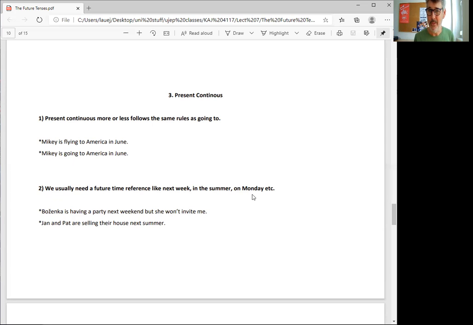Like with going to, we don't need a future time reference always, just because we know that going to is always future. So Boženka is having a party next weekend, but she won't invite me because we're broken up right now. All right. So Boženka is having a party. So there we have it, next weekend.